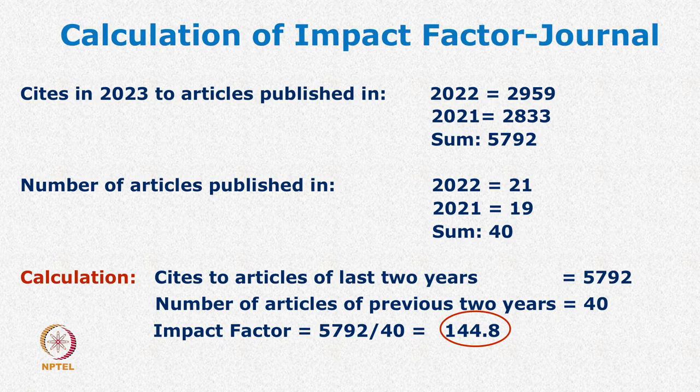Here is an example: the total number of citations received in 2023 to the papers of 21 and 22 is 5792, and the number of papers in these years is 40. So, the calculation is simple. The total number of citations received divided by the total number of papers becomes the impact factor of the journal.